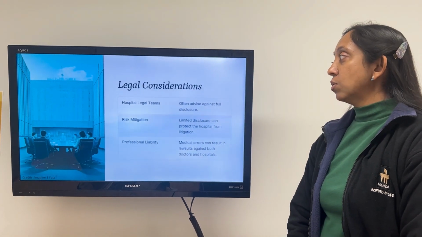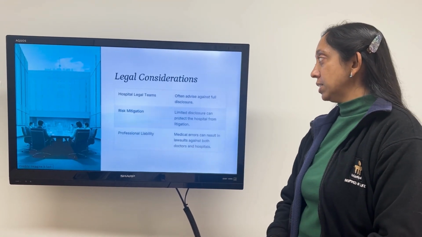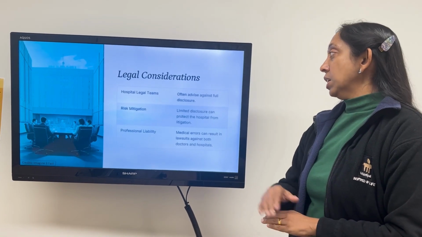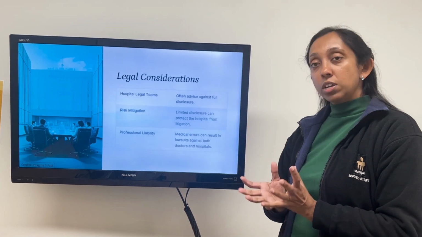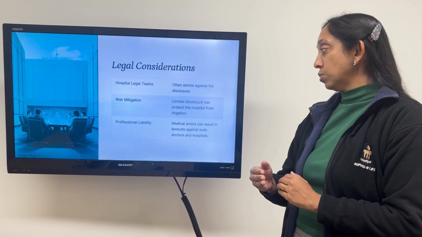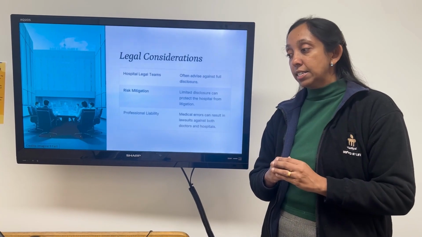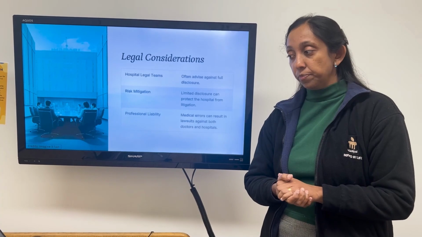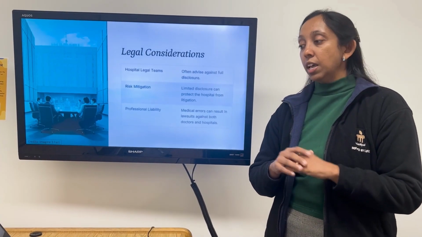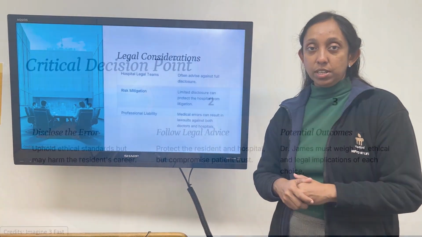Legal considerations include hospital legal teams, risk mitigation, and professional liability. Hospital legal teams often advise against full disclosure of any incident. Risk mitigation leads to limited disclosure, which will protect the hospital staff from litigation. Professional liability means medical errors can result in lawsuits against doctors and hospitals. Furthermore, accountability in teaching hospitals adds another layer of complexity to the healthcare system. Errors are inevitable, part of the learning process, and it is crucial to create an environment where the trainees can learn from mistakes without fear and have a good career in the future.